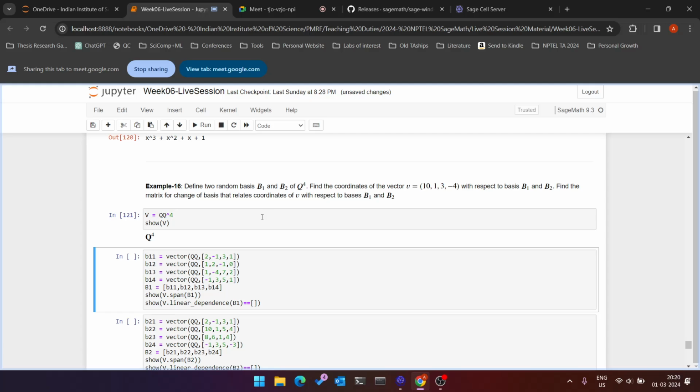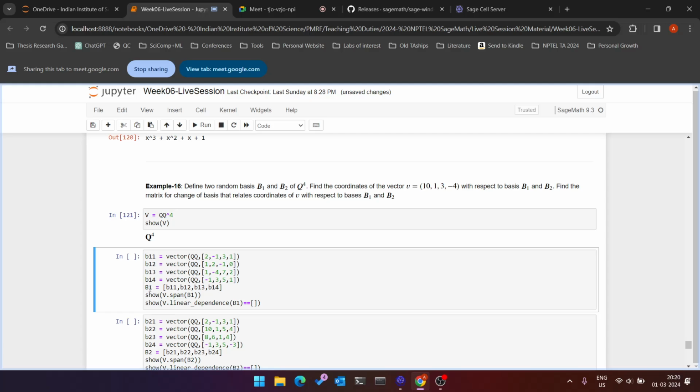Right. So we have defined the vector space V, which is Q raised to 4. Next, we want to define two bases B1 and B2. For that, we define four vectors each for the basis set B1. Those are B11, B12, B13, and B14. These have been chosen at random, and the only restriction here is that the vector must belong to the rational field QQ.